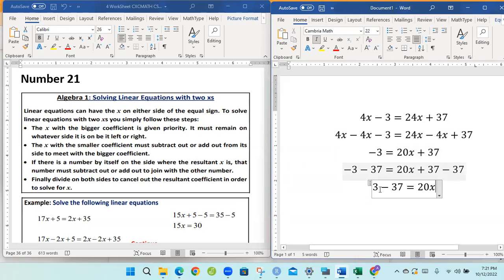And you have a negative 3 subtract 37. Now remember what we said, a negative and a negative is a negative. A negative times a negative is a positive. And you can also call that negative sign moving towards the left.